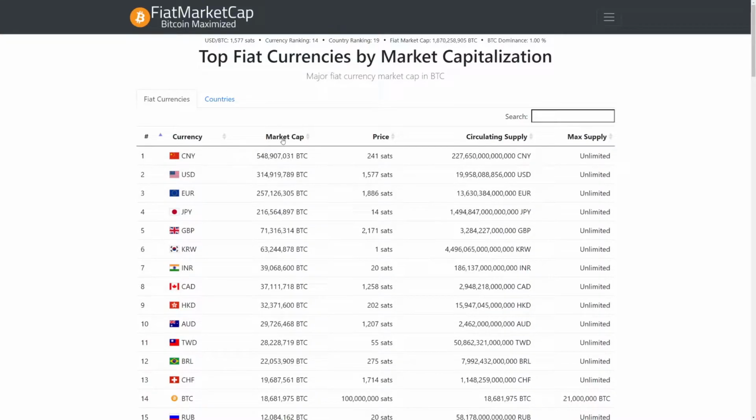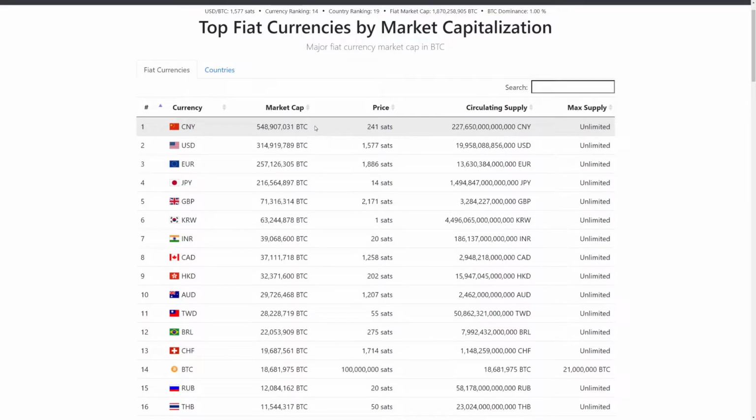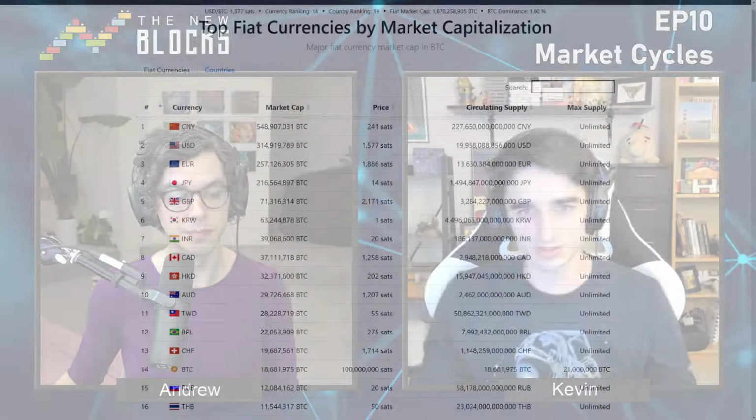It does put some things into perspective in terms of global currencies by market cap and how they compare to Bitcoin: China, US, the euro, the Japanese yuan, I believe it is, Great British pound. It goes all the way down to 14, and that's where Bitcoin shows up. So not quite to the moon yet, but making solid headway here, Kevin. Yeah, and it's pretty nuts how quickly that has occurred in the grand scheme. We're talking about currencies that have existed for, in some cases, hundreds of years, even longer.